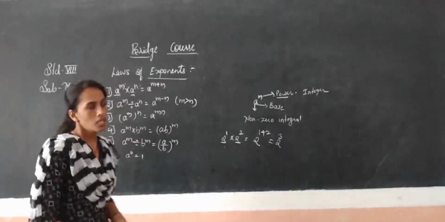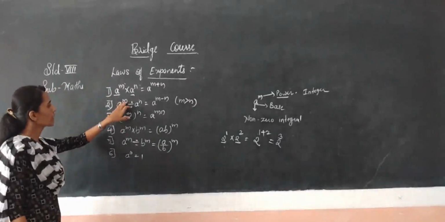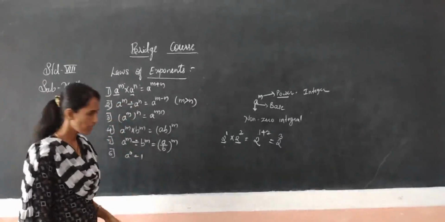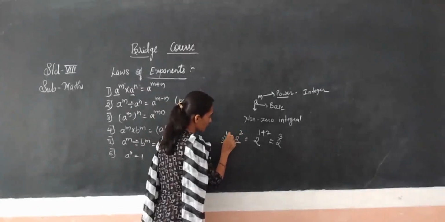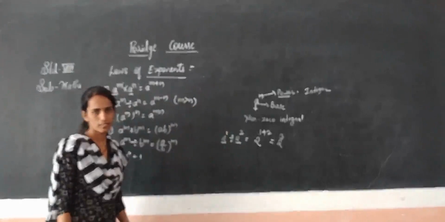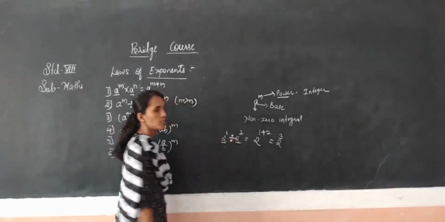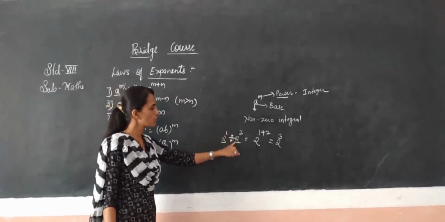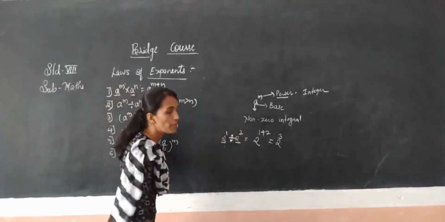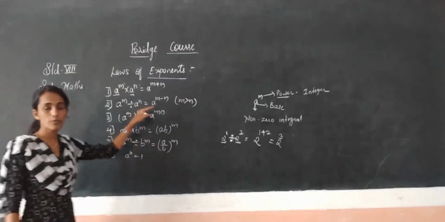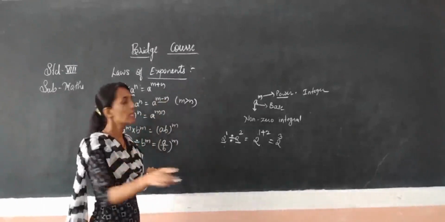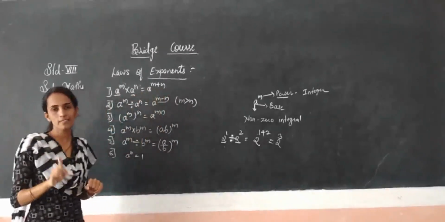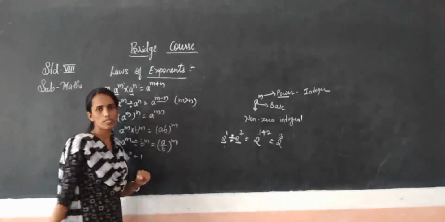So then, a to the power m divided by a to the power n. Here they only changed the sign, plus to minus; they have taken division here. So 2 to the power 1 divided by 2 to the power 2. a to the power m divided by a to the power n gives us a to the power m minus n, but the condition is that m is always greater than n.